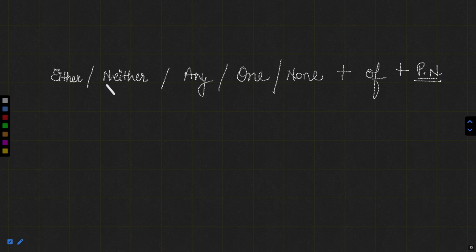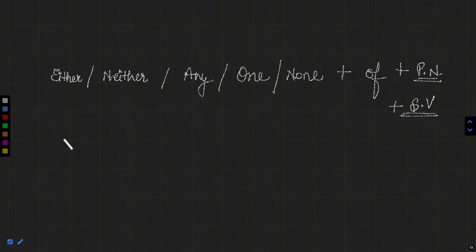So whenever we have any of these words followed by of, it should be followed by a plural noun, but the verb should be singular. The verb should be singular. This you should keep in mind: if we have any of these words, they should be followed by of, but after that we'll have a plural noun but singular form of verb. This is very, very important.